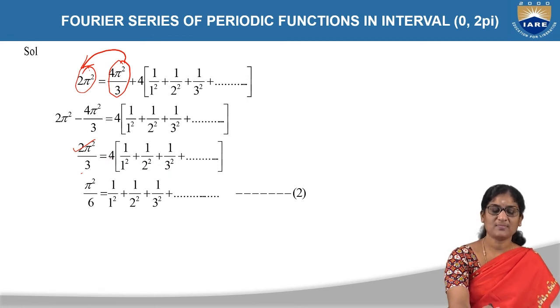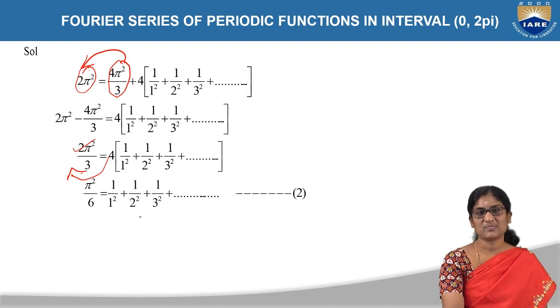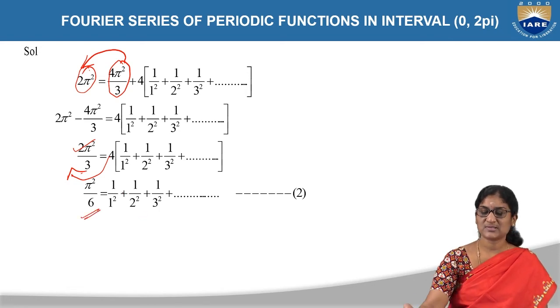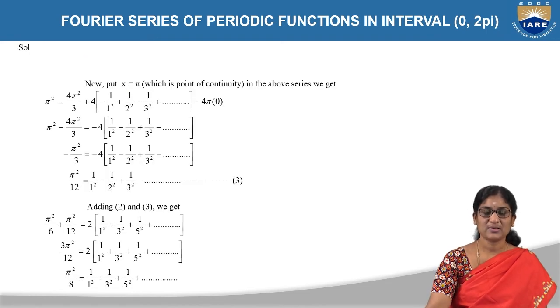Now we bring this 4 to the other side, so we get the first deduction: 1 by 1 square plus 1 by 2 square plus 1 by 3 square, and so on, has the value pi square by 6. Still we need to get 2 more deductions. Once again we'll use the expansion. In the expansion, instead of x is equal to 0, we'll substitute x is equal to pi. These are the substitutions that we need to make in order to get the deductions from the expansion that we have got through the Fourier series.